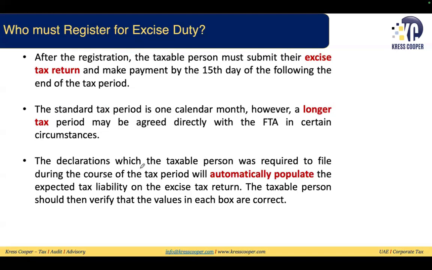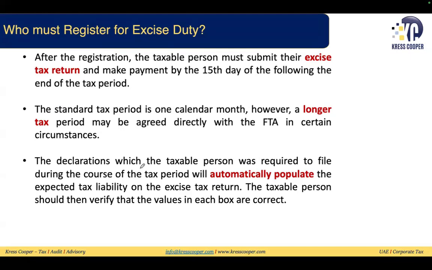So how will you calculate excise duty? Now, we discussed previously that whenever imported goods are being released from the designated zone, every person who is subject to excise duty needs to pass a declaration. This declaration is online. Once they post the online declaration, the FTA system gathers the record.